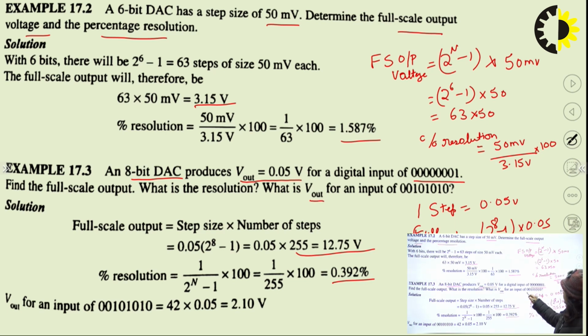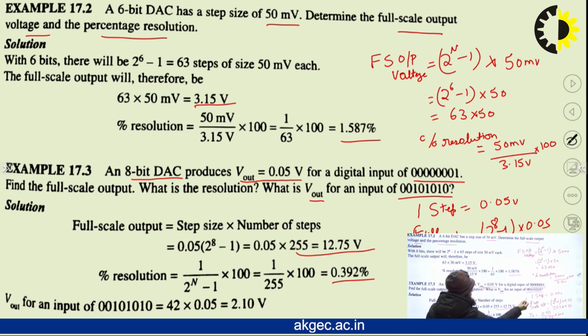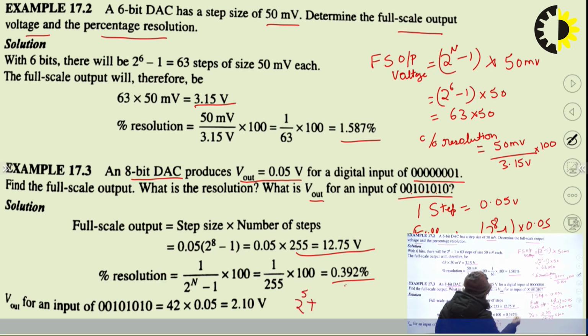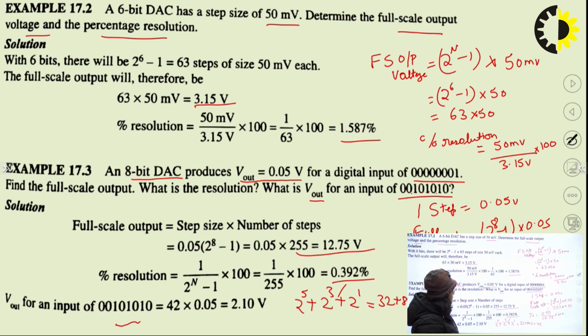Now there is one more question. We have to calculate the output for an input of 0, 0, 1, 0, 1, 0, 1, 0. So, first of all, we will convert this binary value into decimal, which comes out to be 2 to the power 5 plus 2 to the power 3 plus 2 to the power 1, that is 32 plus 8 plus 2, which is 42. So, this is the decimal equivalent of this binary number, and to calculate the V out, we have to multiply this decimal value with one step size. So, the output will be 42 multiplied by 0.05, which comes out to be 2.1 volt.